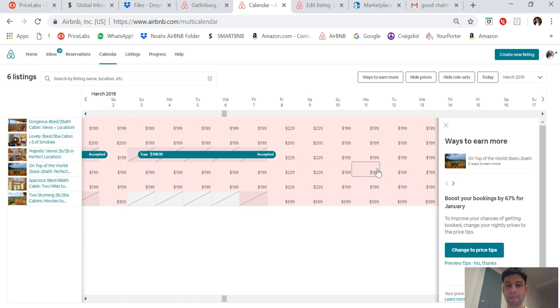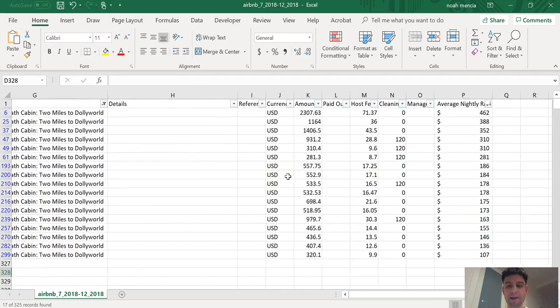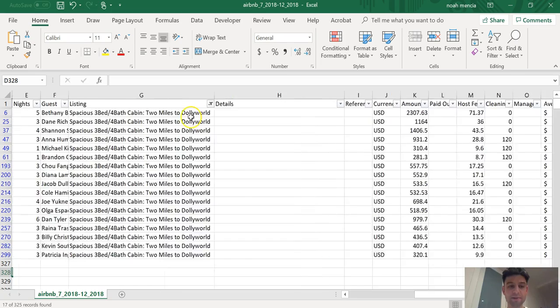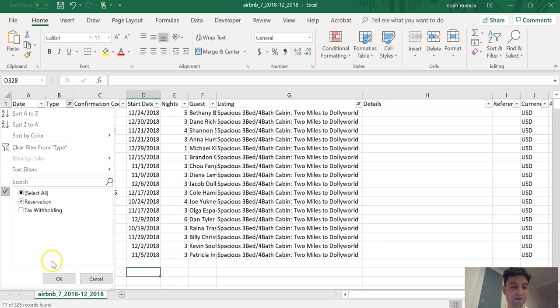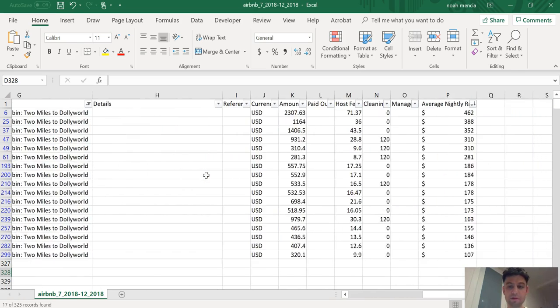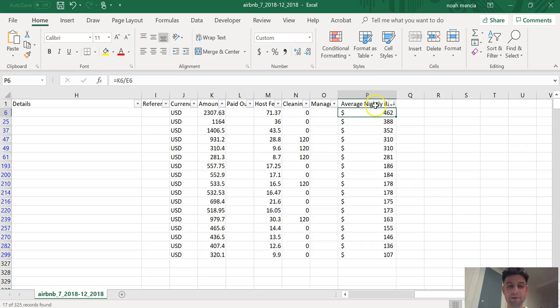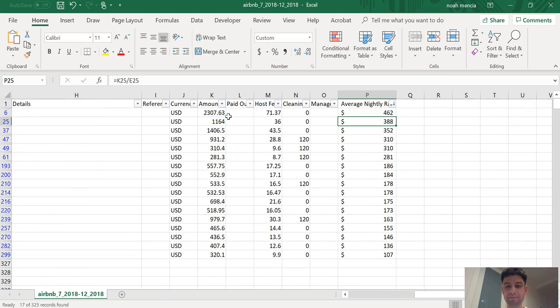And I know that because I downloaded all the data from when I started in July until December. I looked at each property. Here, I filtered on reservation. I also created a column for average nightly rate. It just divides the amount by the number of nights. That gives me the average night.